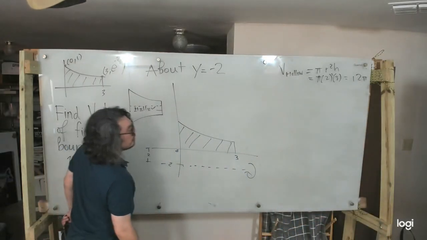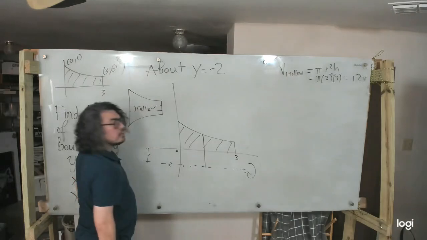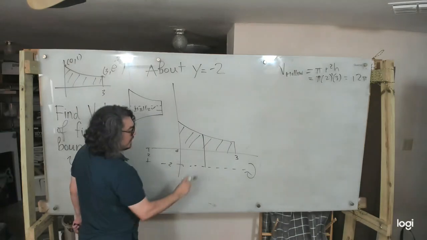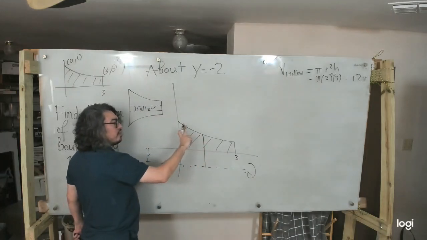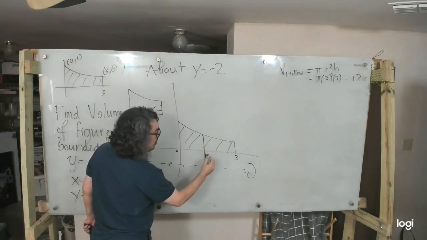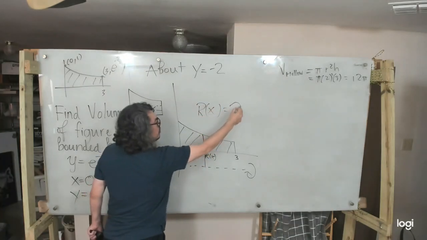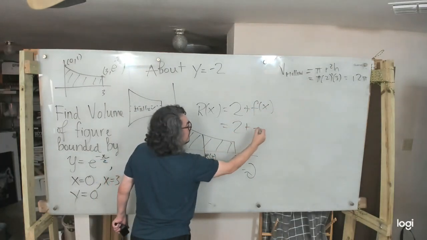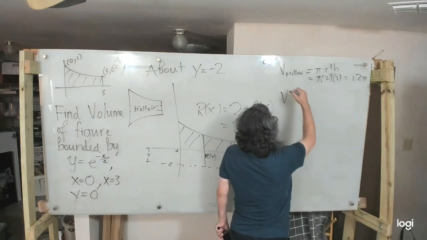Now we're going to do the volume of the outside. So the outside radius is this. And if we go from 0 all the way to 3, what I want you to realize is that it's always going to be 2 plus the function value, right? So in other words, this radius, let's call this r of x, is going to be the 2 plus the f of x. Like this.